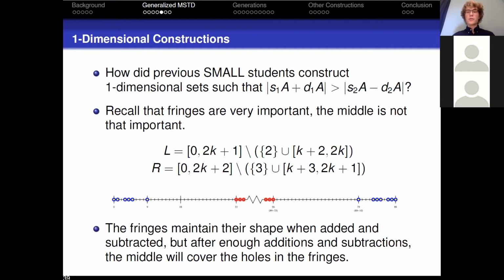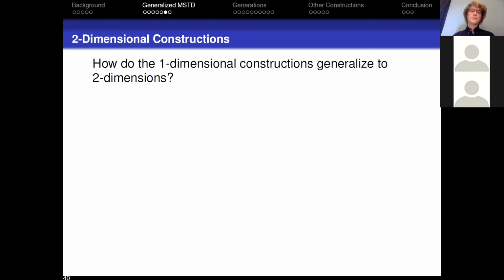So this means that when we're doing these generalized sum sets, they're going to maintain their structure while we're doing iterations of adding the set to itself and subtracting it. However, after enough additions and subtractions, the middle is going to expand out, because that's what happens when you do these additions. The middle expands, and eventually it will cover over the holes in the fringes. So even though the fringes are maintaining their structure, the middle gets so large that it just takes over the entire set. So then the question is, how can we generalize this?